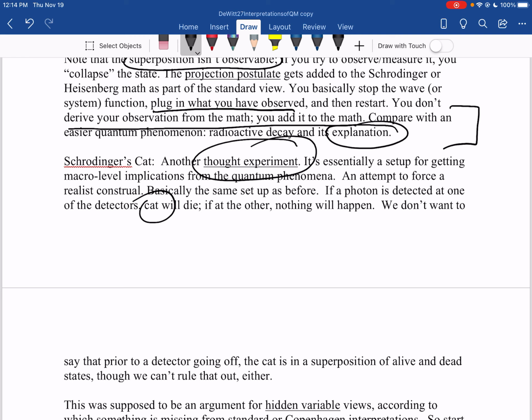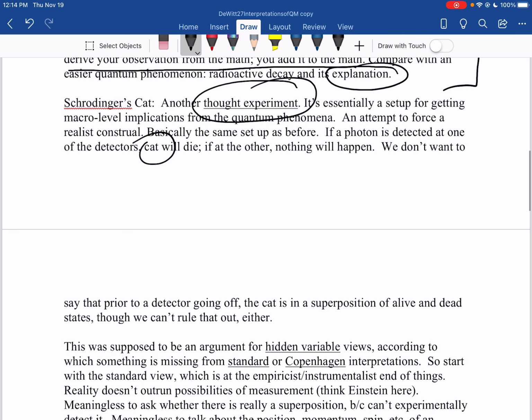So Schrodinger's idea, and Bohr sort of talked him out of this realist construal, got him back into the Copenhagen fold. But Schrodinger's initial idea is to try to bring out our realist impulses here. It seems very troubling to say prior to the detector going off, the cat is in a superposition of alive and dead states. Notice that could be true for all we can observe because a superposition is not the sort of thing that we're able to observe. So Schrodinger's just trying to show you the weirdness involved in standard interpretations.